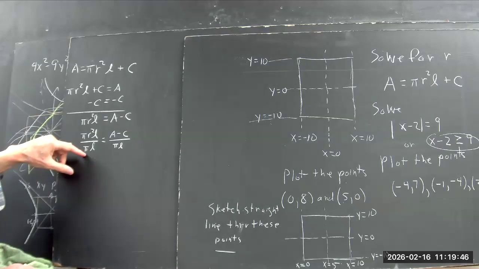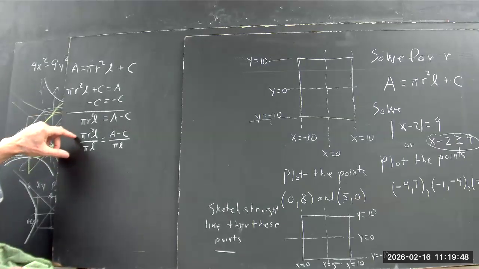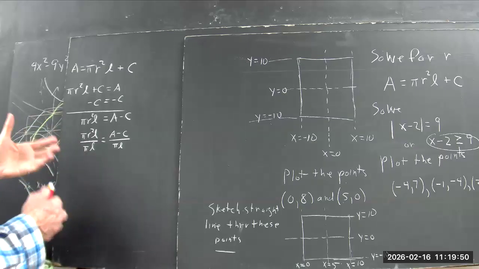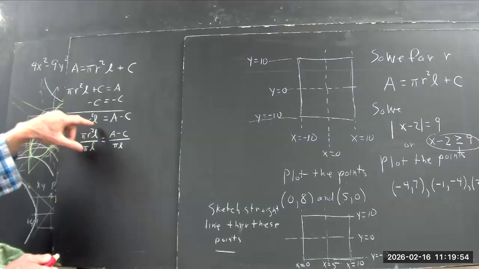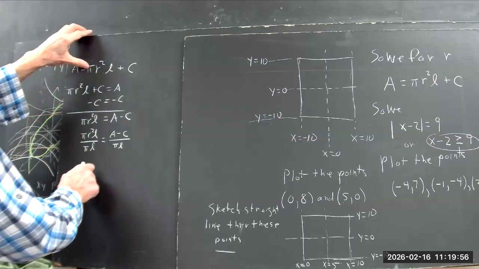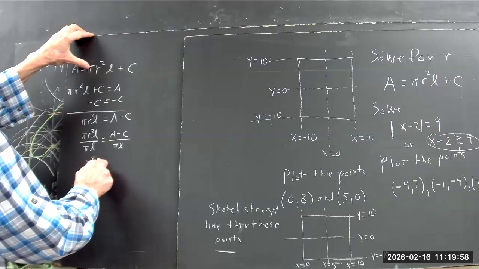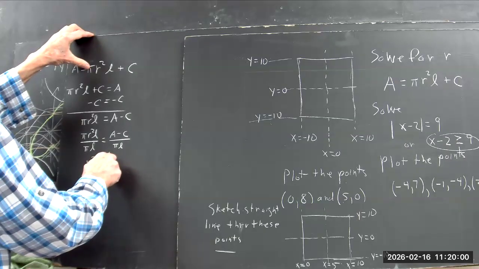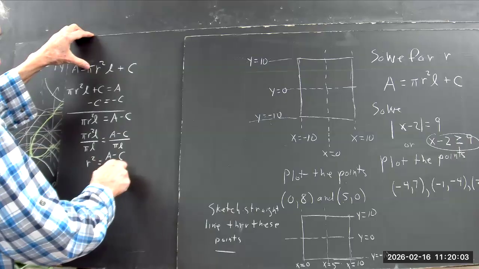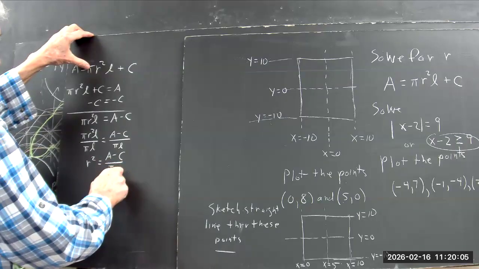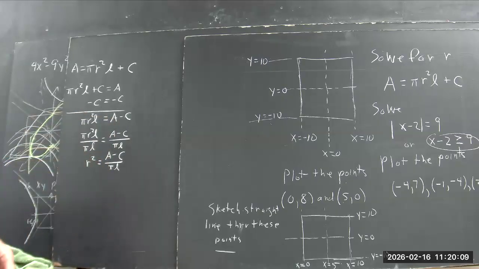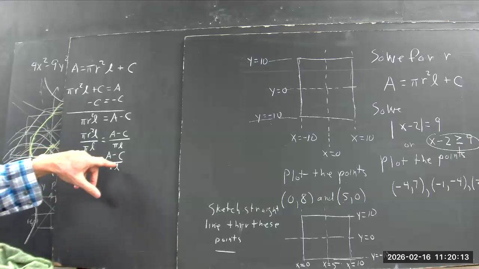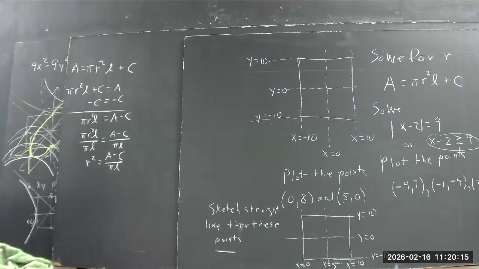Okay, well then, pi is a factor of the numerator and a factor of the denominator, so it'll divide itself out. And L is a factor of the denominator and the numerator. It'll divide itself out and just leave us R squared. That's equal to A minus C over pi L, which is the same as the right-hand side in the preceding step. Okay, now we have R squared equals A minus C over pi L.